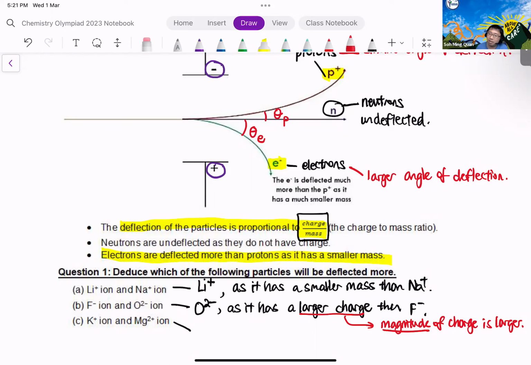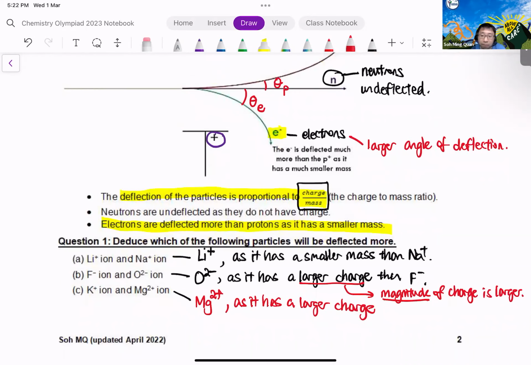Is it K plus or is it Mg2 plus that is deflected more? Okay, keep the responses coming in. Great. Most of you chose the right one, which is Mg2 plus. Now, obviously the reason is because it has a higher charge, a larger charge. But that's not the only reason. If you were to look deeper at the masses as well.